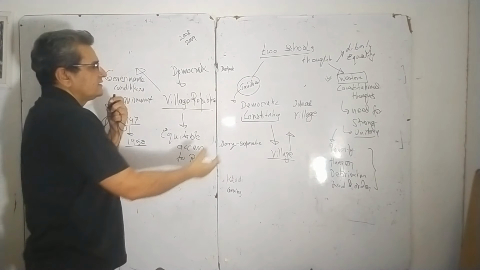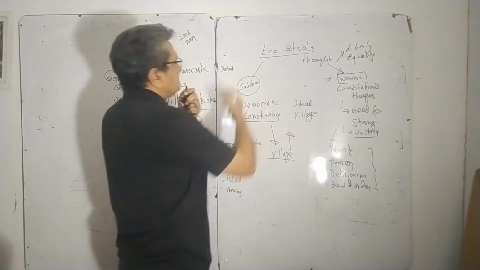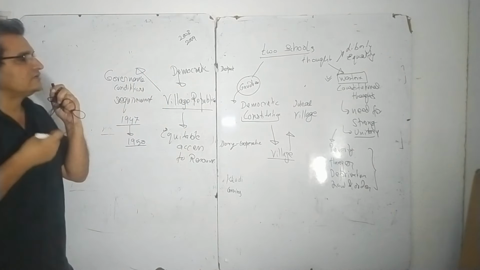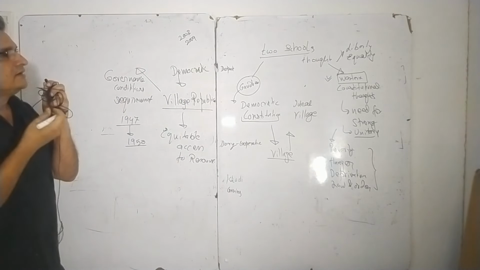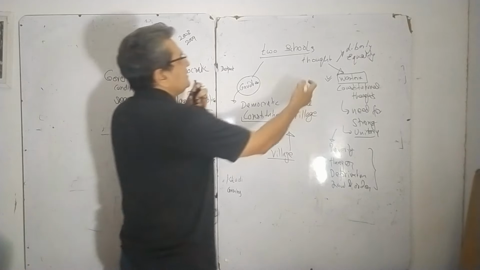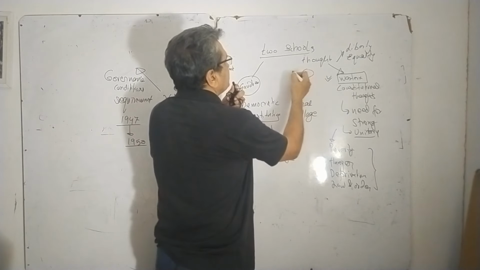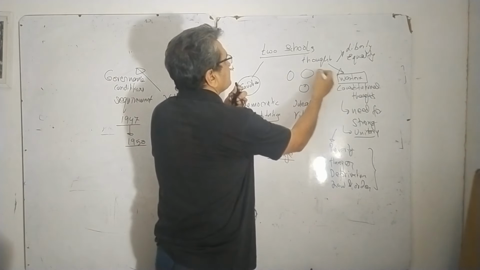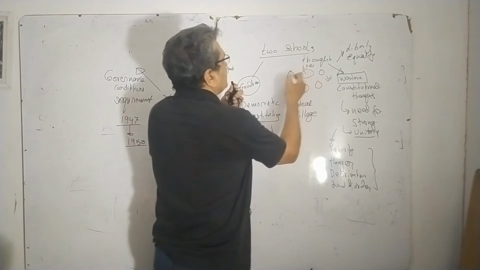So instead of having a bottom-up approach, which was the Gandhian school of thought or the Gandhian idea, we preferred an approach where you had center and you had satellite states. So you have center and states.